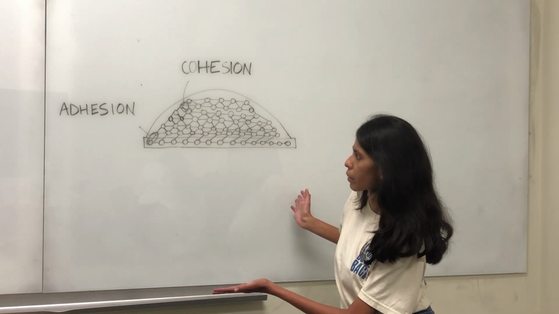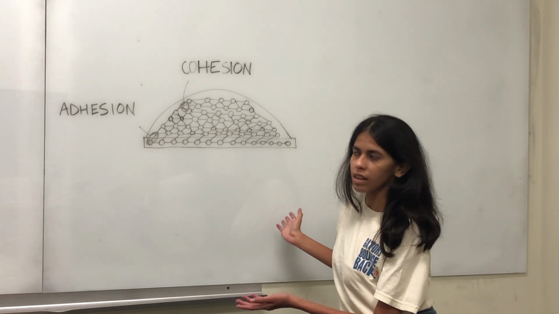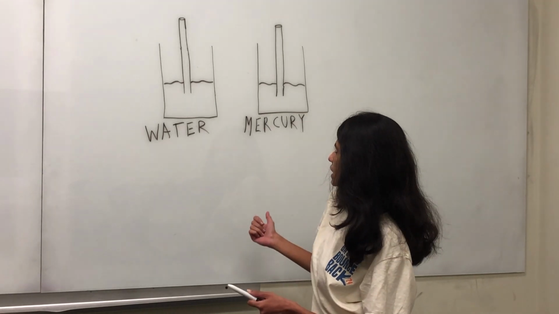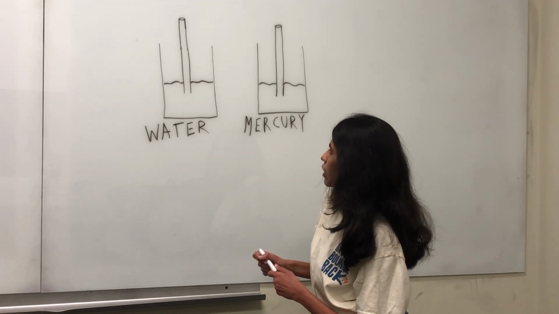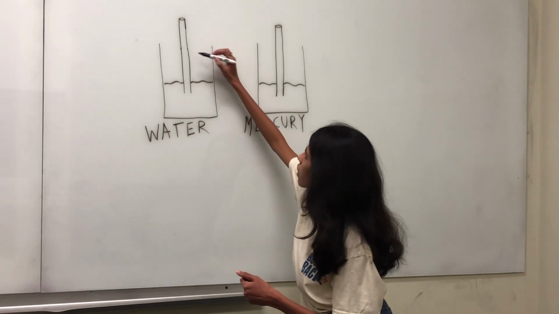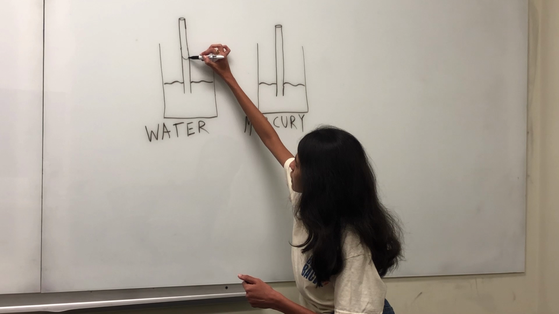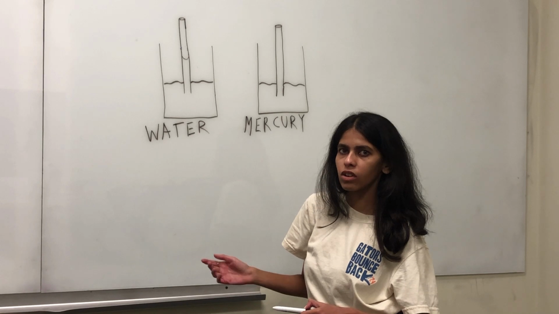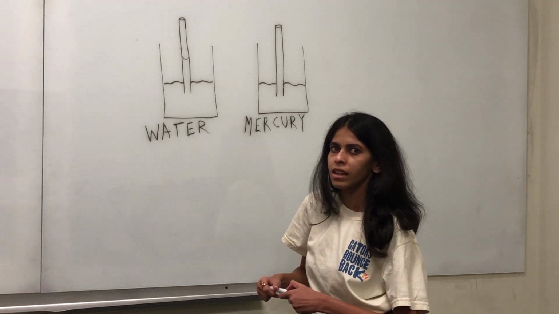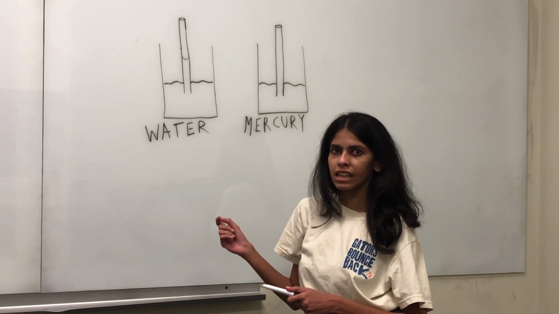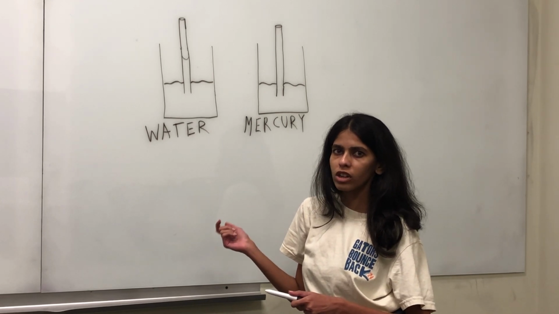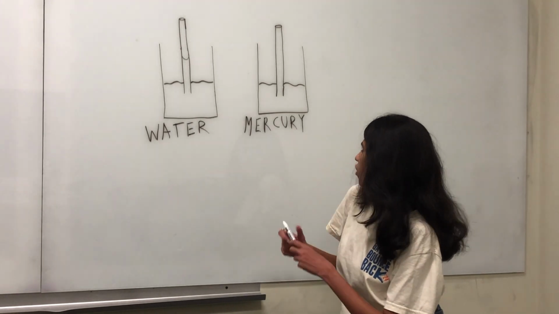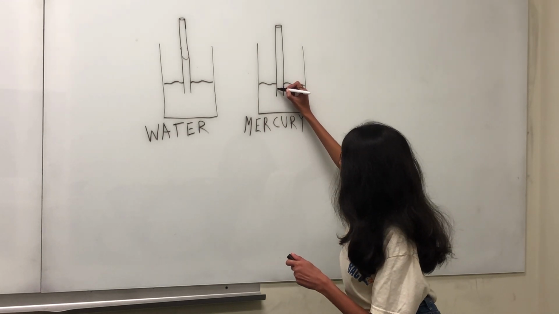So here is a prime example of what the cohesive and the adhesive forces are. Now getting back to the example of water and mercury inside the capillary tube, we can observe that water forms a concave meniscus when placed inside a capillary tube. This is because the adhesive forces are greater than the cohesive forces in the case of water. The water molecules and the molecules on the glass surface bond together, so adhesive forces are greater than the cohesive forces. Whereas in the case of mercury, we can observe a convex meniscus.